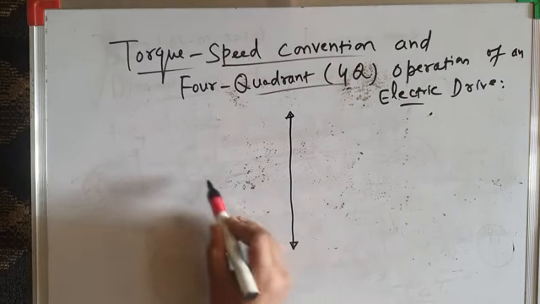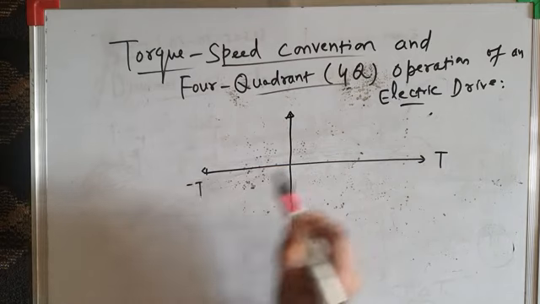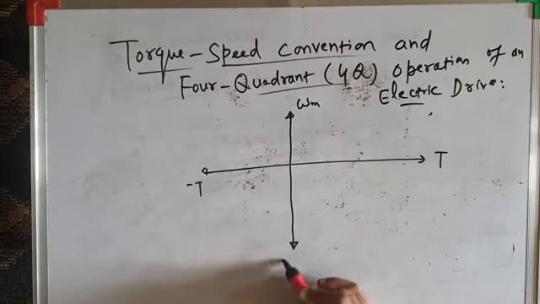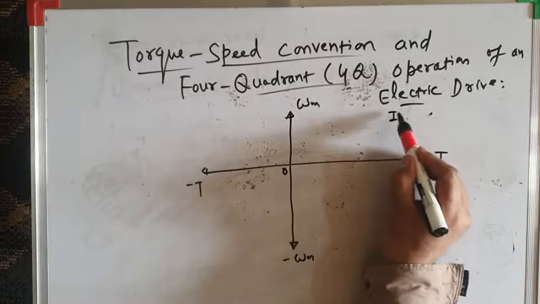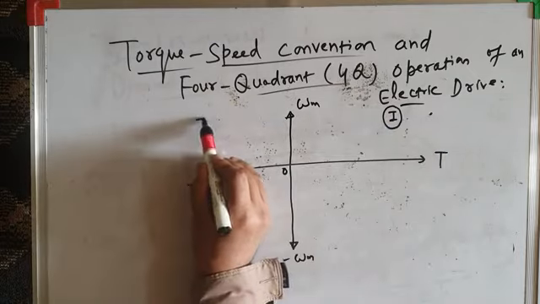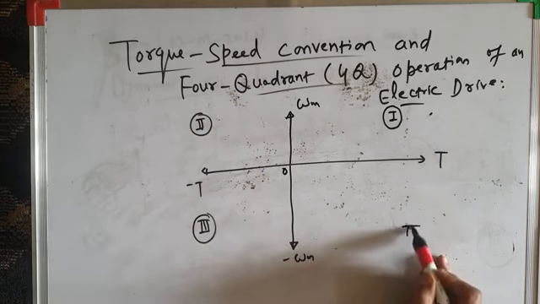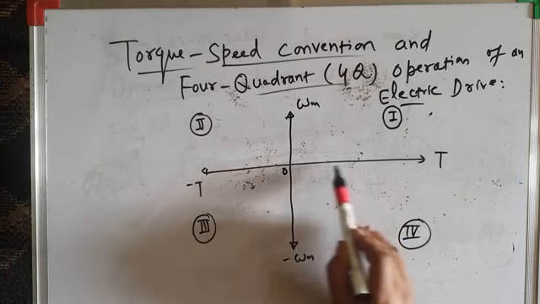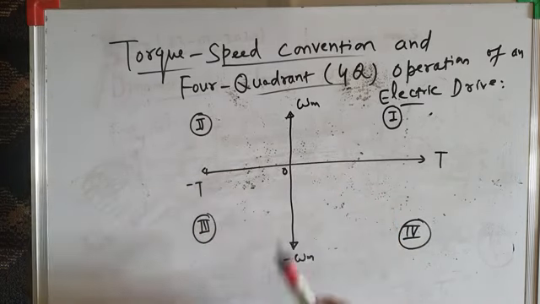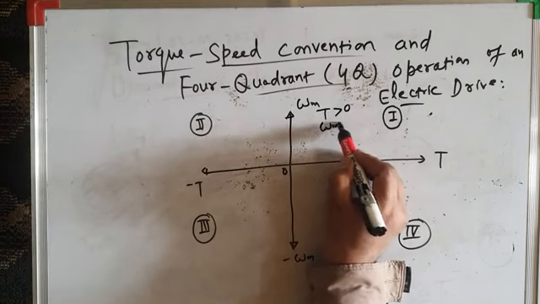So it is something like this. This is the positive torque, this is the negative torque, this is the positive speed, and this is the negative speed. This is the origin 0. Now you can see, this is the first quadrant, this is the second quadrant, this is the third quadrant, and this is the fourth quadrant. If the electric drive is operating in the first quadrant, let us take the torque as positive and the speed along the y-axis as positive. So the torque is positive, greater than 0. Speed is also positive, omega m is positive.